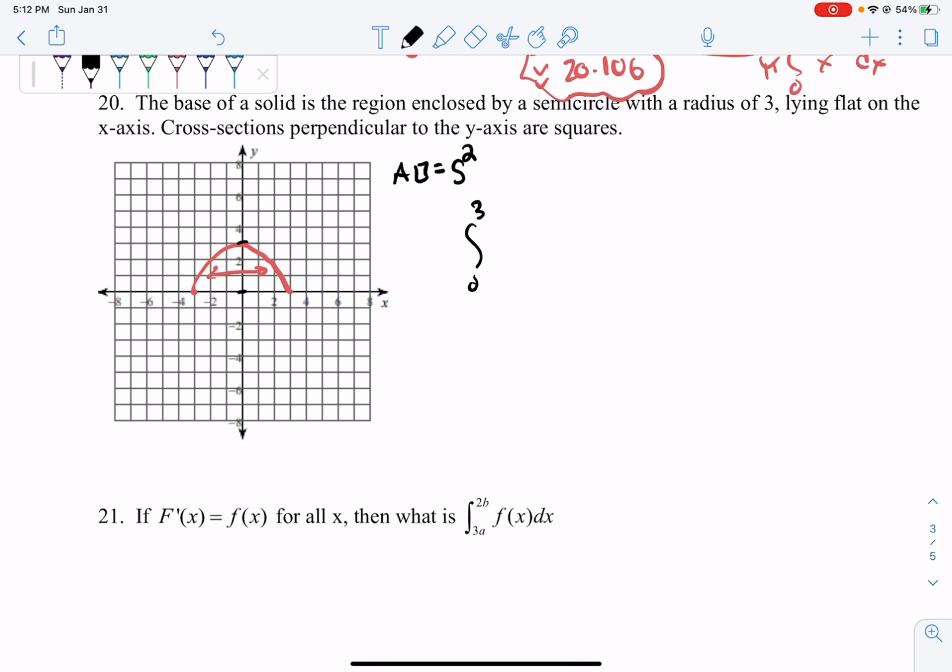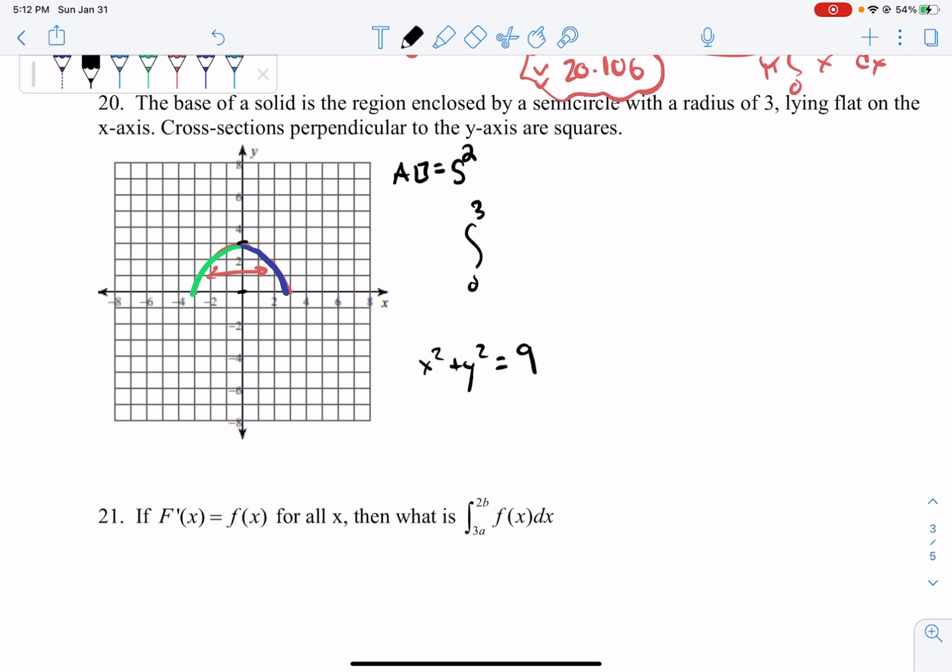So what else do I need? I do need my top and my bottom curve. In this case, it's my right curve and my left curve, which come from the same formula, okay? So formula of a circle, guys. x squared plus y squared equals the radius squared. Our radius is 3, so our formula is x squared plus y squared equals 9.